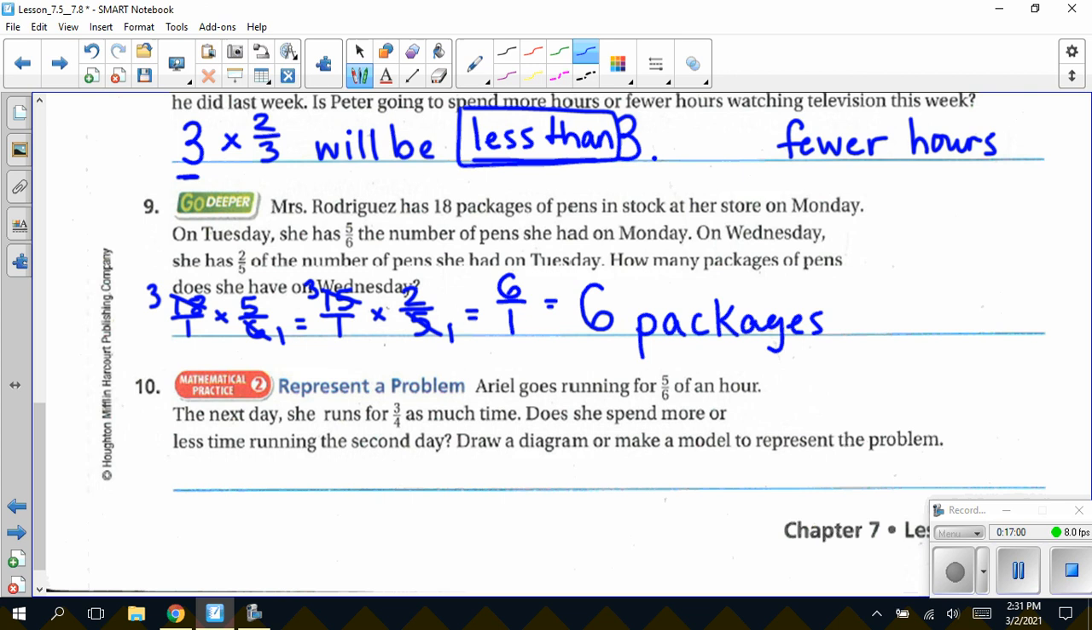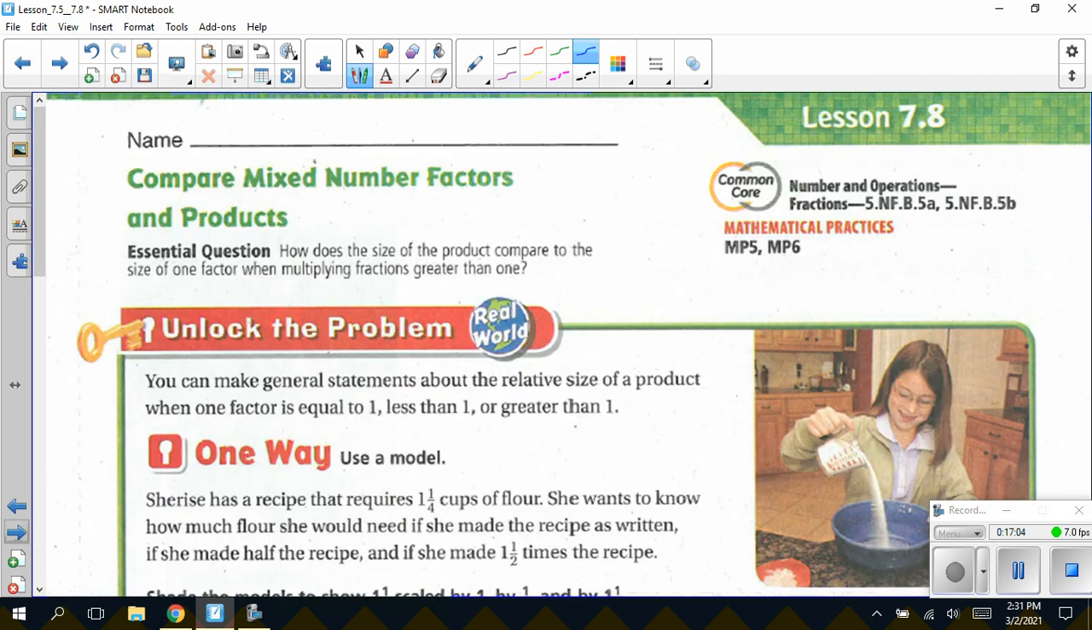So now I'm going to go ahead and move on to lesson 7.8. 7.8 can be found in your textbook on page 465. And this time we're going to be comparing mixed number factors and products. So our essential question for this lesson, how does the size of the product compare to the size of one factor when multiplying fractions greater than 1?